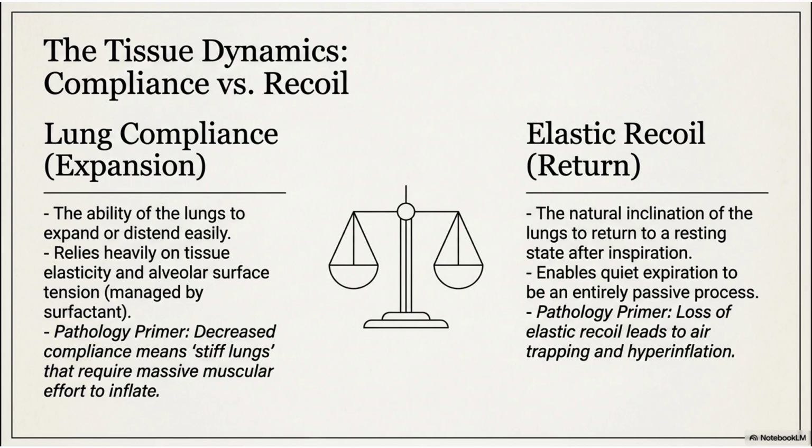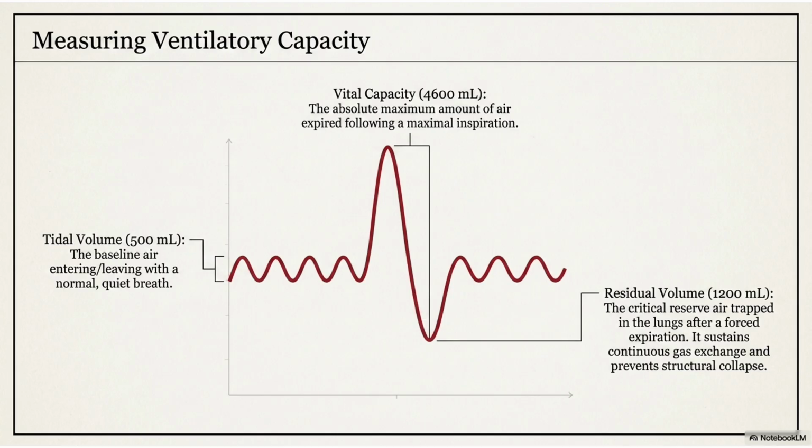exchange to happen properly. We use specific volumes to measure lung function. This is called tidal volume, and it is roughly 500 milliliters of air moved during a normal, quiet breath. Vital capacity is the absolute maximum amount of air one can expire after a maximal inspiration. Finally, the residual volume. This is critical. It's a critical reserve of air, about maybe 1,200 milliliters, that remains in the lungs even after a forced expiration.